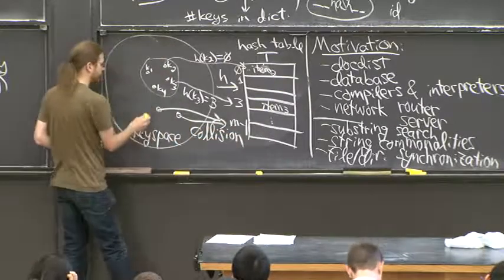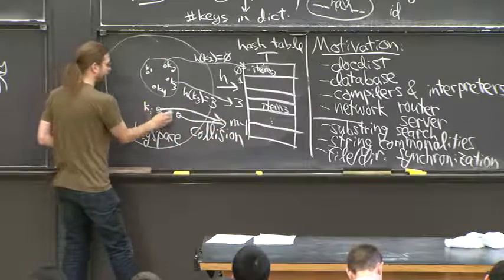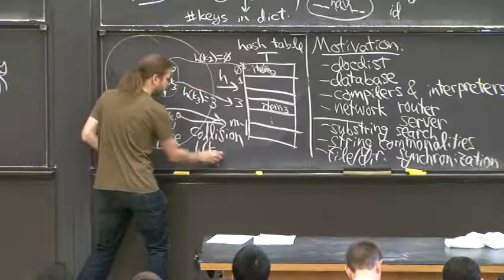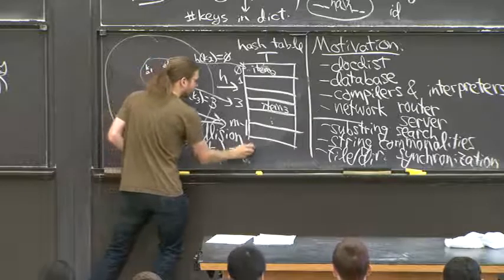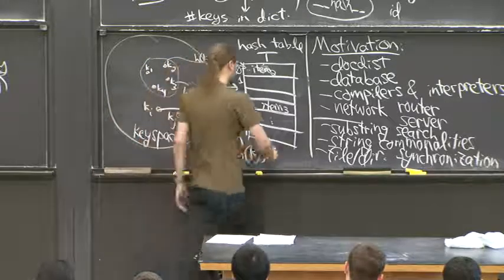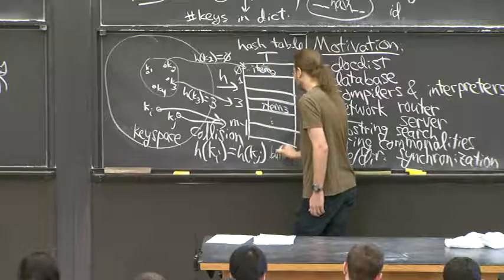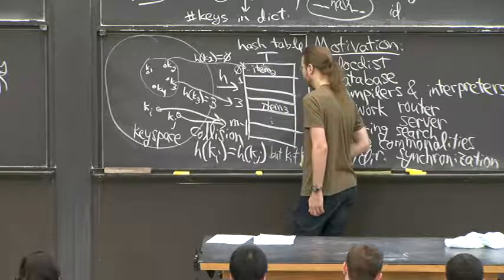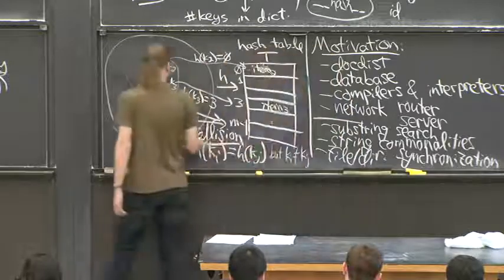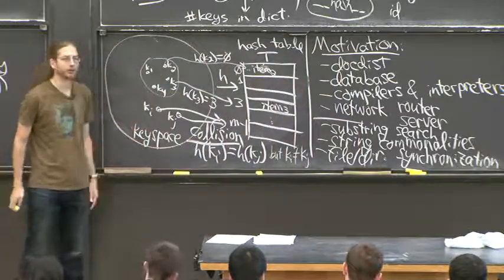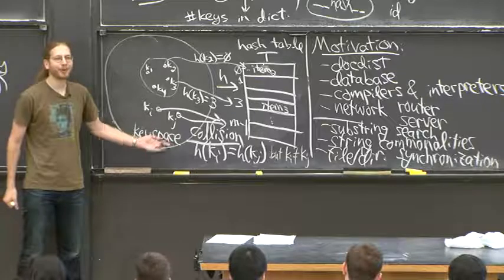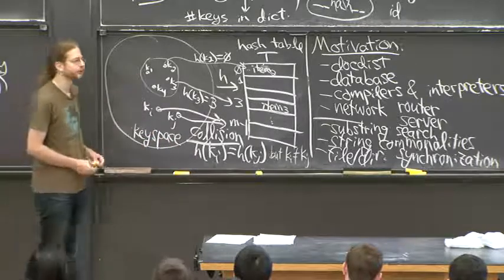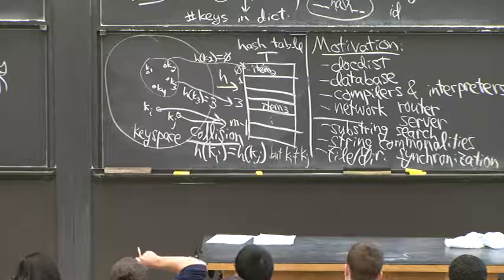Let's call these Ki and Kj. If h of Ki equals h of Kj, but the keys are different, so Ki does not equal Kj, yet their hash values are the same, we call that a collision. And that's guaranteed to happen a lot. Yet somehow we can still make this work. That's the magic.